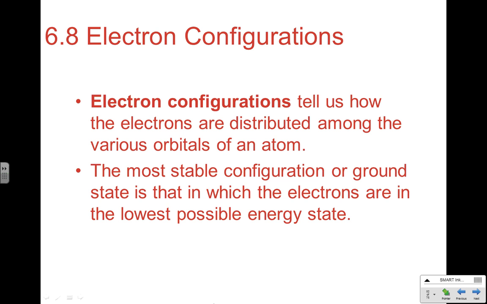Now, the most stable configuration, or ground state, is that in which the electrons are in their lowest possible energy state. That's an idea from Bohr. So you're most stable when the electrons are in their lowest energy level. And that's a core concept all the way through AP chemistry and in science. More stability is when you're at lower potential energy. So the lower potential energy is, the more stable the situation is.